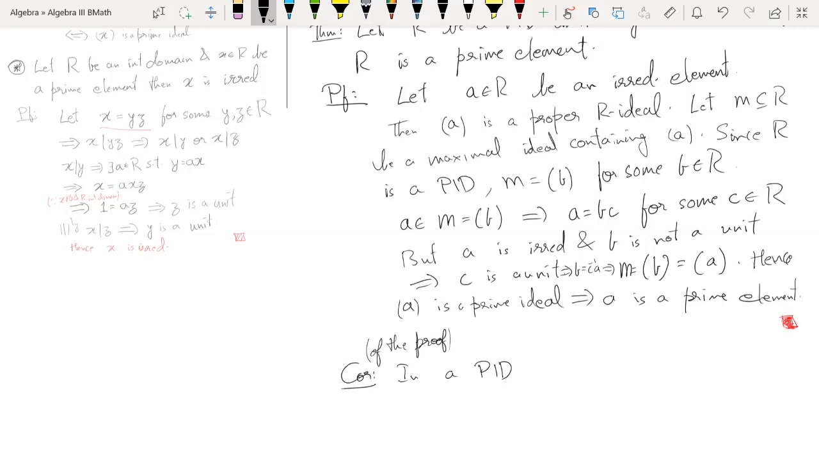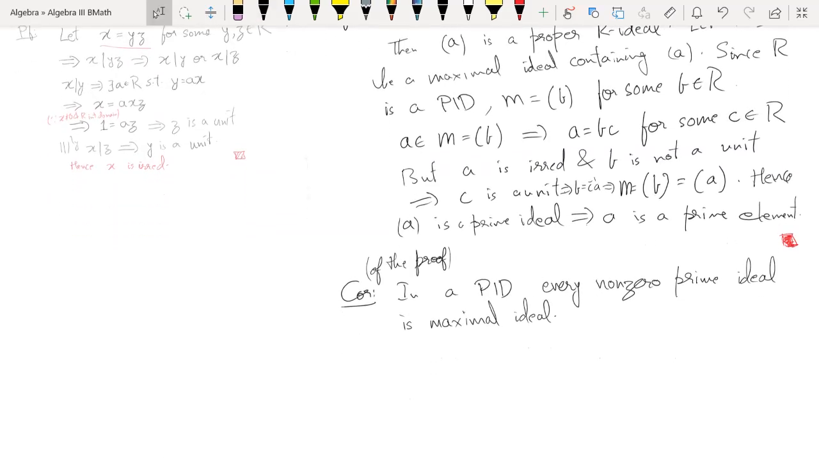In a PID, every non-zero prime ideal is maximal. So more or less, if you take a non-zero prime ideal, it will be contained in some maximal ideal, and then you can follow the same argument, and so it has to be equal to that maximal ideal. Okay. So in a PID, every non-zero prime ideal is maximal. Okay, and then the theorem I was talking about. Any other question or comments?